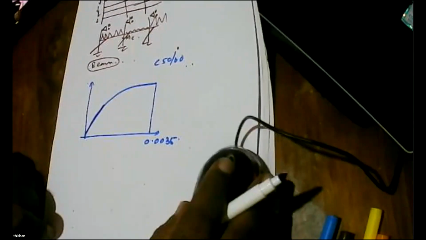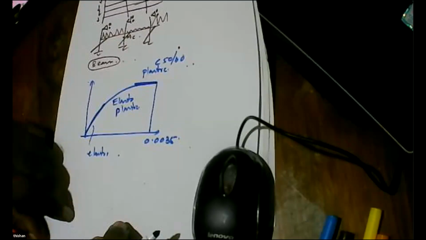And this part is, we say, fairly straight. So this is elastic. This side part is flat. This is plastic. So this is elastoplastic. So what is the difference between elastic and plastic? Elastic, the load is removed, it comes back. Plastic, there will be permanent deformations. Elastoplastic is the region which is in between.